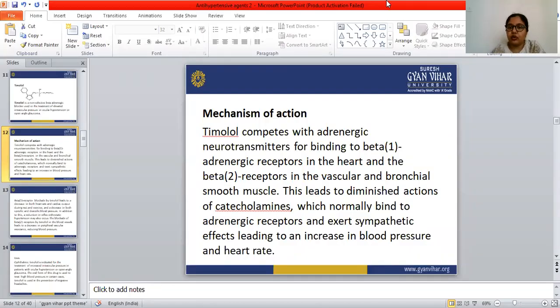Timolol competes with the adrenergic neurotransmitter for binding to the beta 1 receptor in the heart and the beta 2 receptor in the vascular and bronchial smooth muscle. That leads to decreased action of the catecholamine, which is responsible for the increase in blood pressure. So when the catecholamine action decreases, the blood pressure decreases.